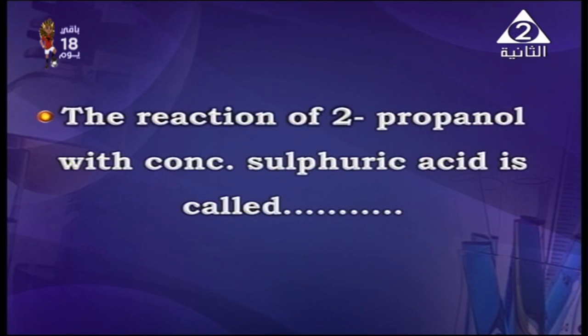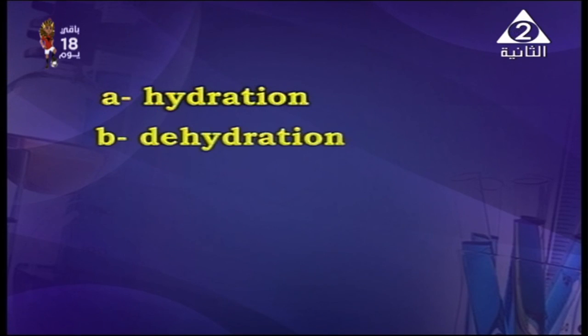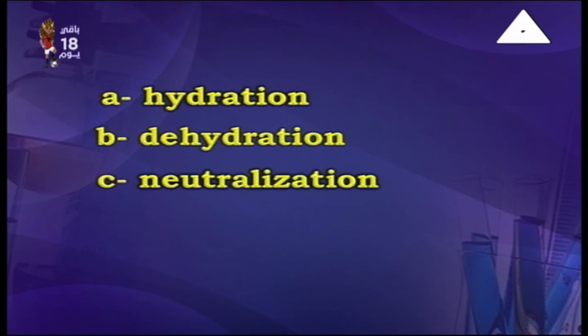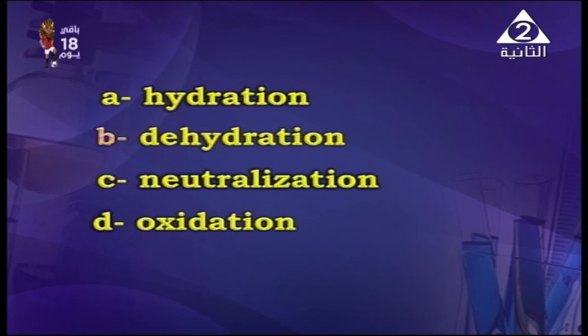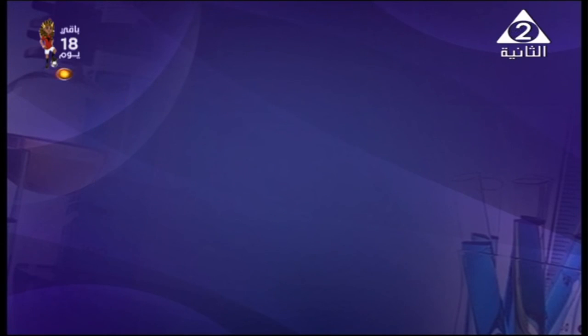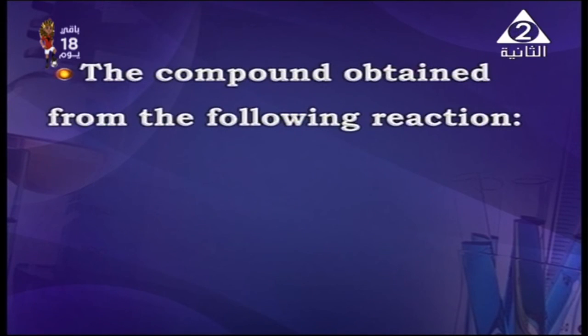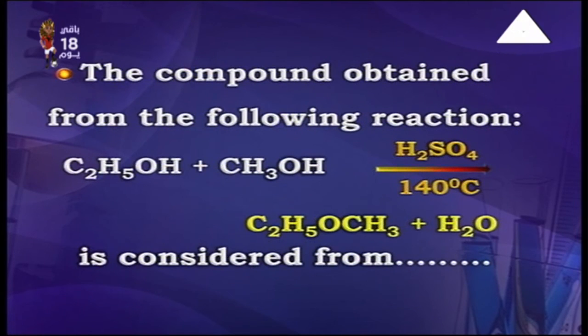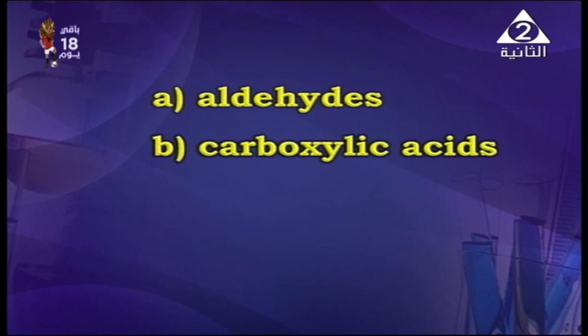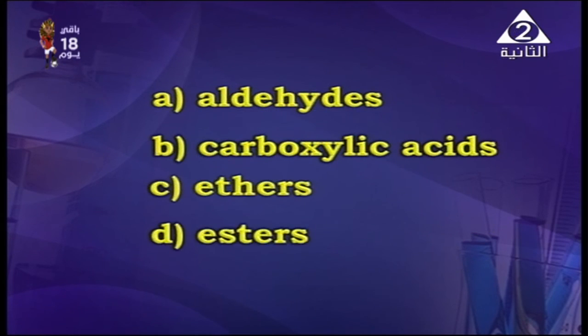The reaction of 2-propanol with concentrated sulfuric acid is called what? Hydration, dehydration, neutralization, oxidation. If you think about it, yes, it will be dehydration. Next point. The compound obtained from the following reaction, C2H5OH plus CH3OH in the presence of sulfuric acid at 140 degrees Celsius gives C2H5OCH3 and water, is considered to be from what? Aldehydes, carboxylic acid, ethers, esters. Yes, the answer is ether.